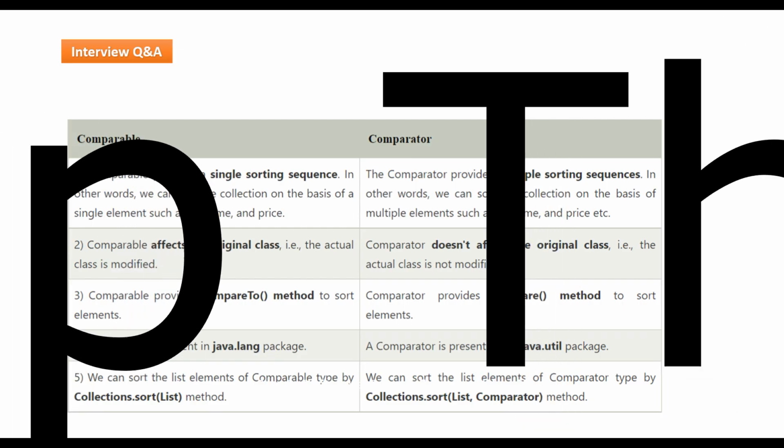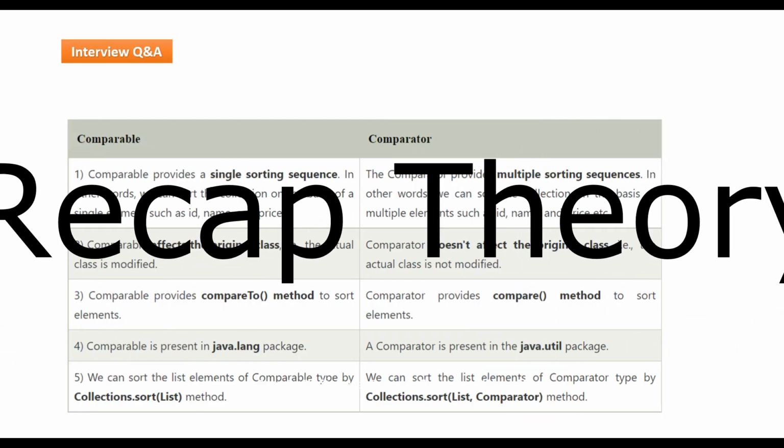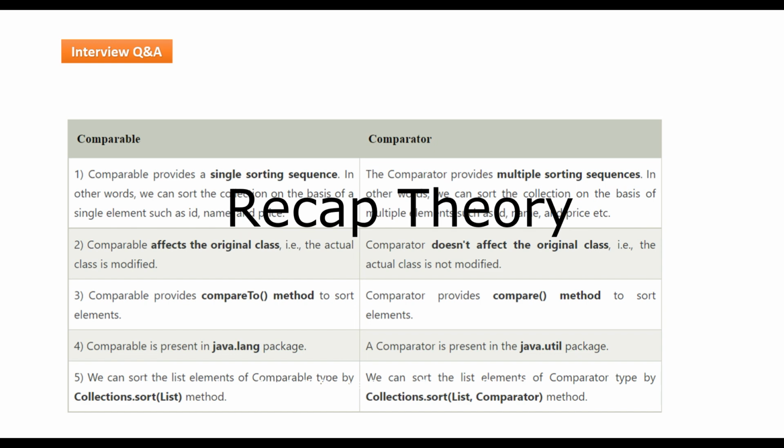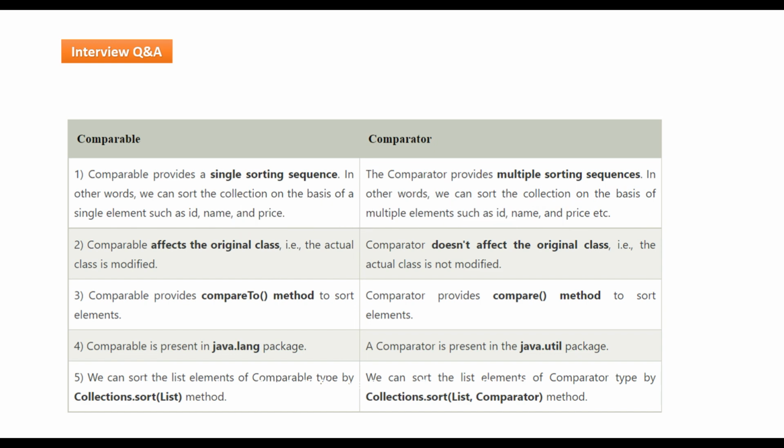Comparable provides a single sorting sequence whereas comparator provides multiple sorting sequences. Let's say I have an employee class with fields ID, name and salary. If I want to sort based on ID or name or salary, then I can go for a single sorting sequence using comparable. If I want to sort with multiple parameters, then with comparable we cannot achieve it. We need to go for comparator.